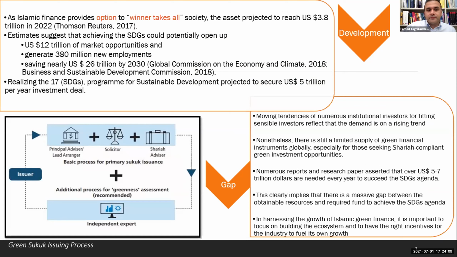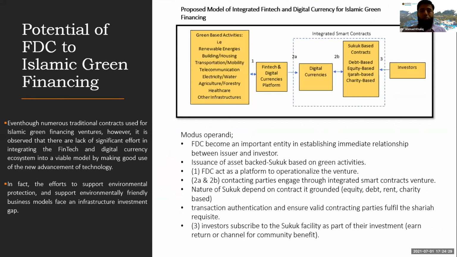In a few seconds, next we talk about the importance of this part. We explain where the gaps are and the necessary steps that we have to take further, and that leads us to the proposed model. For example, you can see on the slide here, in the upper right-hand corner, the proposed model of integrated fintech and digital currency for Islamic green financing.